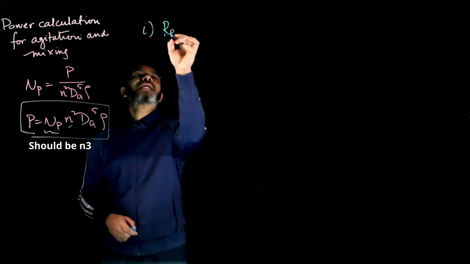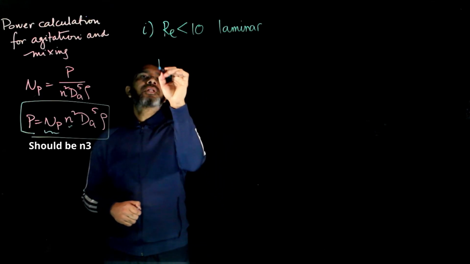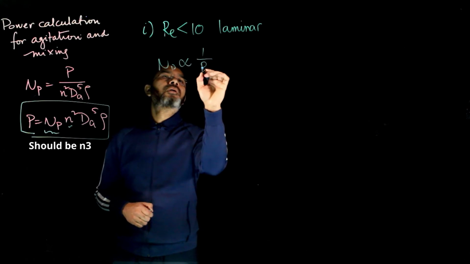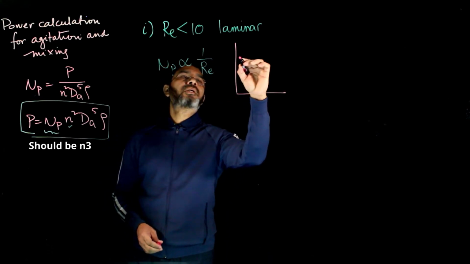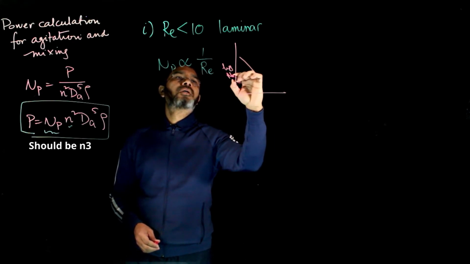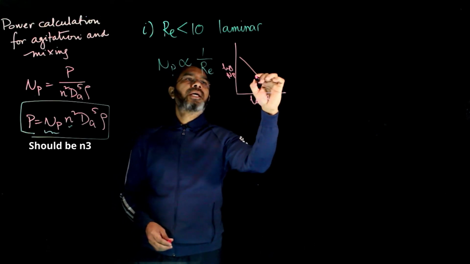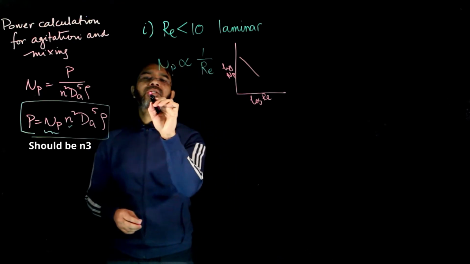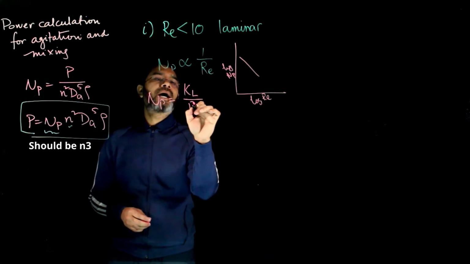So when the Reynolds number is less than 10, the flow is considered to be laminar. Now for laminar flow, this power number is inversely proportional to Reynolds number. So that we see on a log-log plot. It's a linear line with a negative slope. So we can write this NP to be some constant KL over RE.